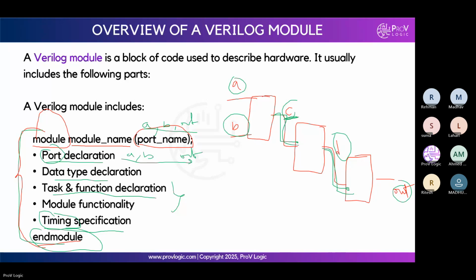Ma'am, I have a doubt. Can we declare ports inside the port list, like after the module name? Yes, we can declare here also. Here directly, if you want to declare input A, input B, output out, if you want to declare there, we can. No problem. Okay, thank you. Any other doubts?